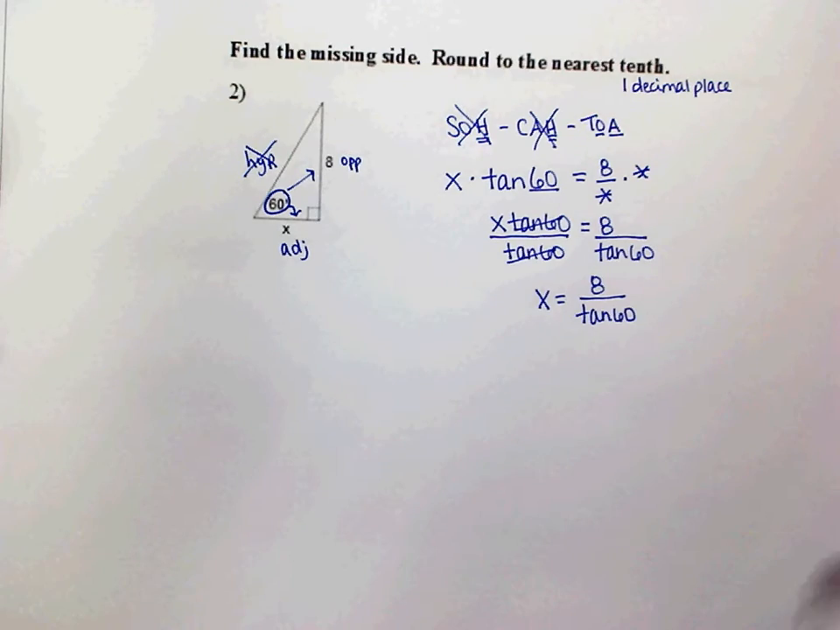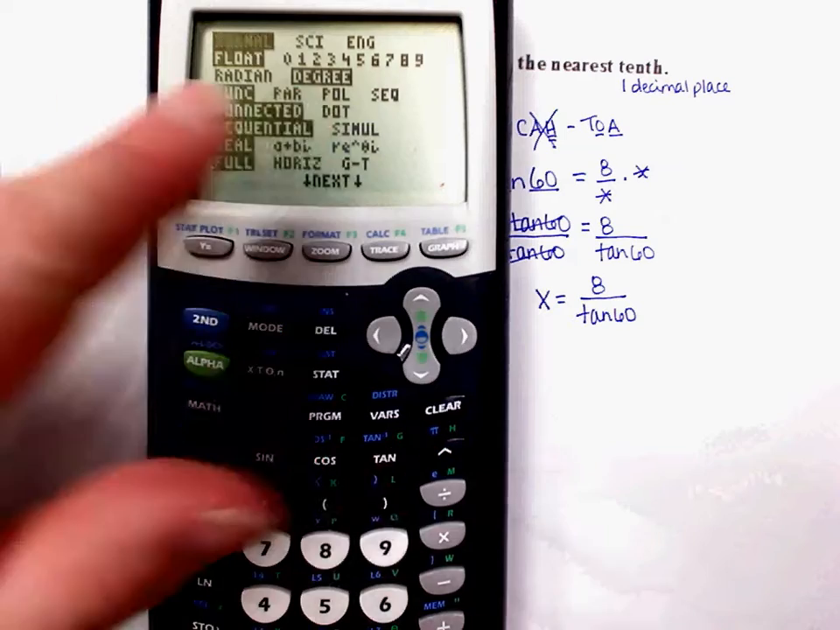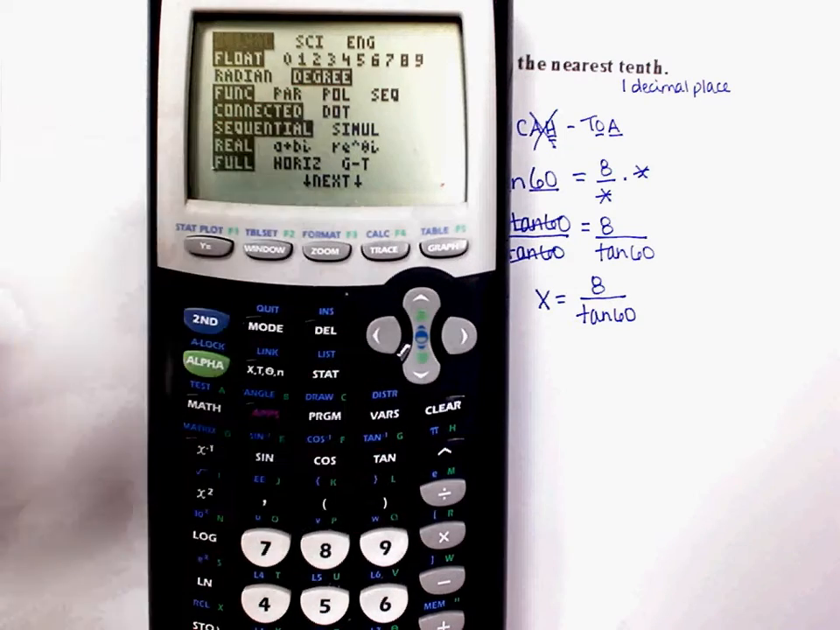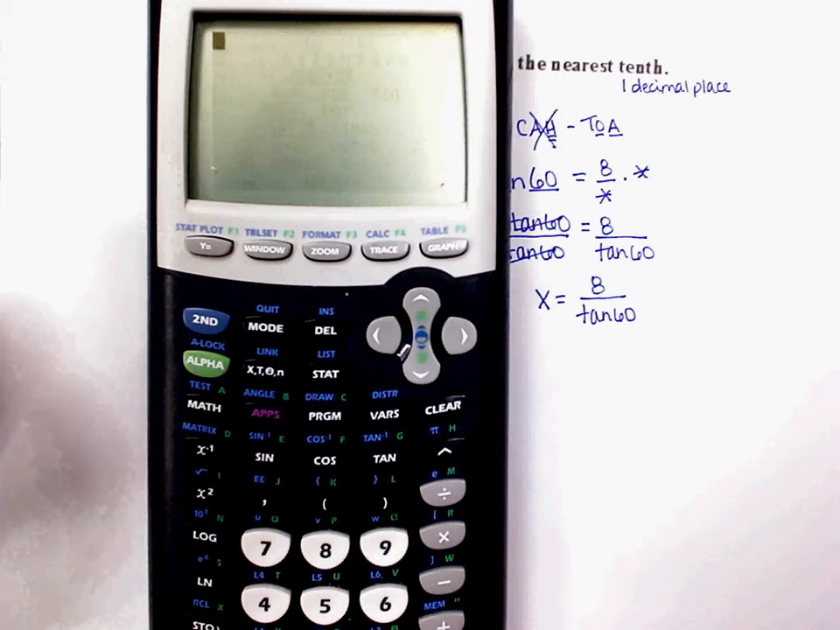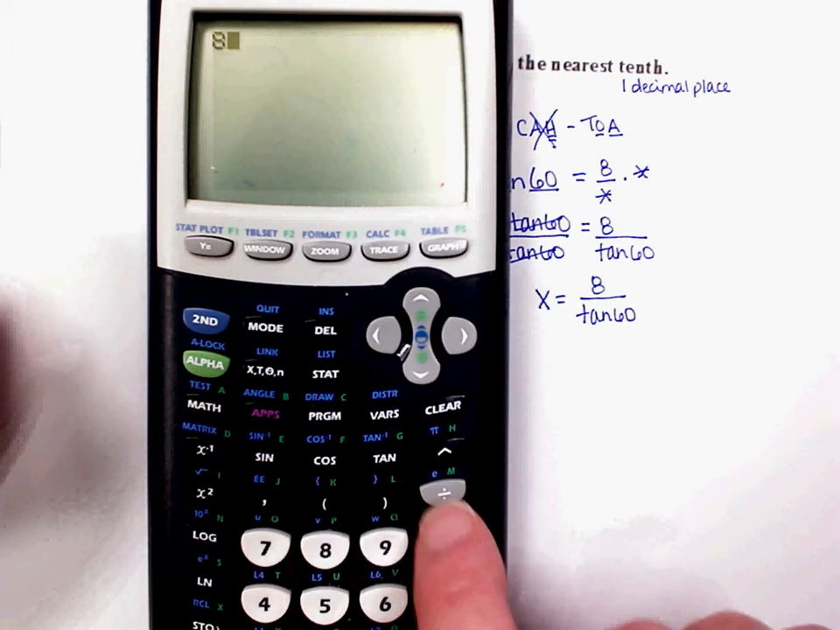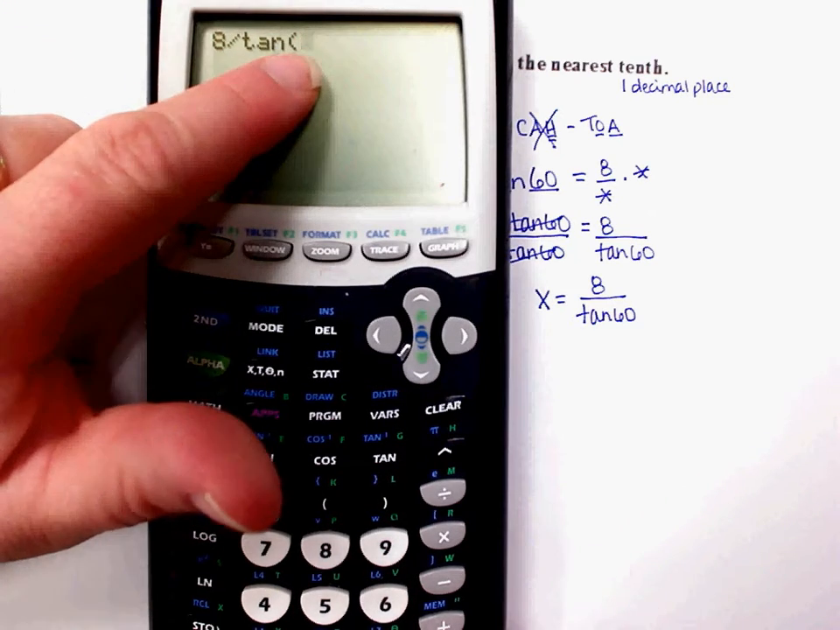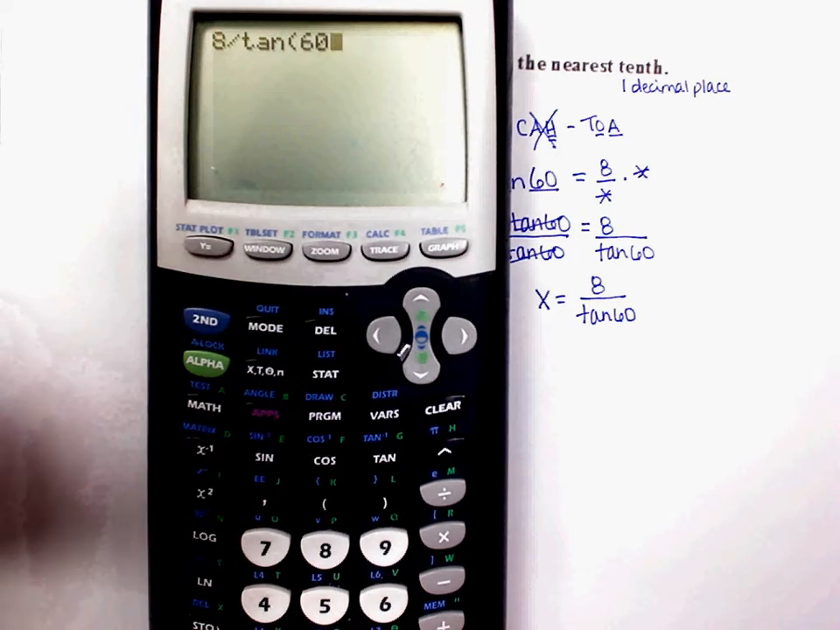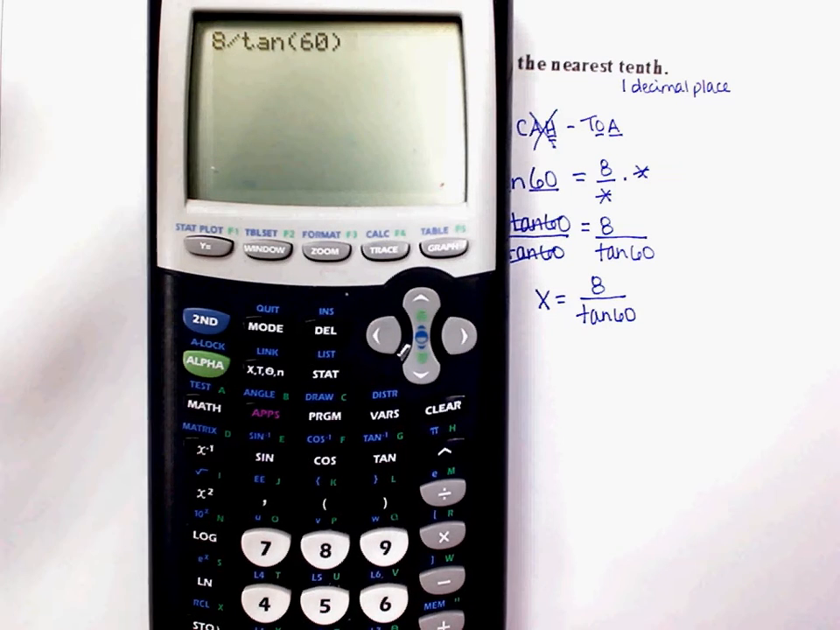So that's what I'm going to put in my calculator. Remember again, when you use trig, you always want to be in degree mode, but we already did that for number 1, and I haven't cleared out my calculator, so I'm still in degree mode. So I'm going to hit 8 divided by tangent. It brings up the parentheses for me to put my angle in there, which is 60. Since there's nothing after that, it doesn't really matter if you put that closing parentheses or not.